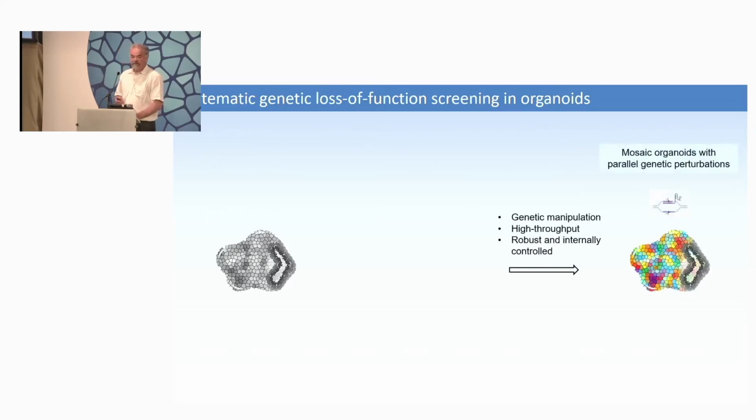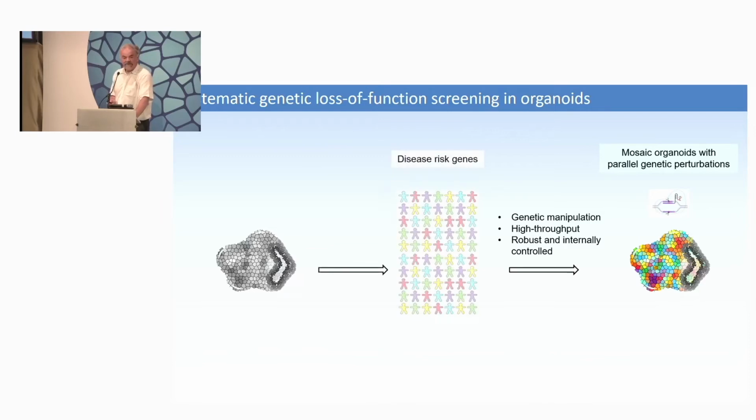And so what we thought we could do is perturb serially interesting transcriptional regulators in organoids in parallel, generating mosaic organoids where in each cell one of the transcription factors is knocked out, and then analyze the consequences of this on a single cell level. As a starting set for this, we reasoned that genes that are responsible for neurodevelopmental disorders must have important functions during brain development. So we wanted to take a collection of disease risk genes, knock them out in parallel, and then analyze their consequences.